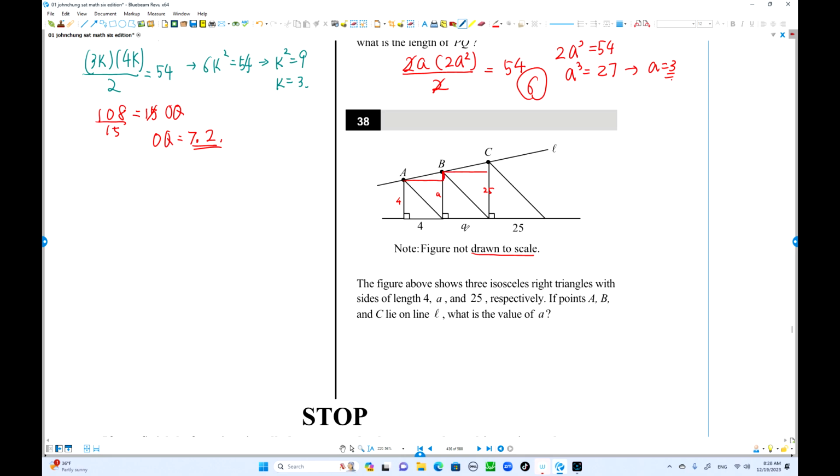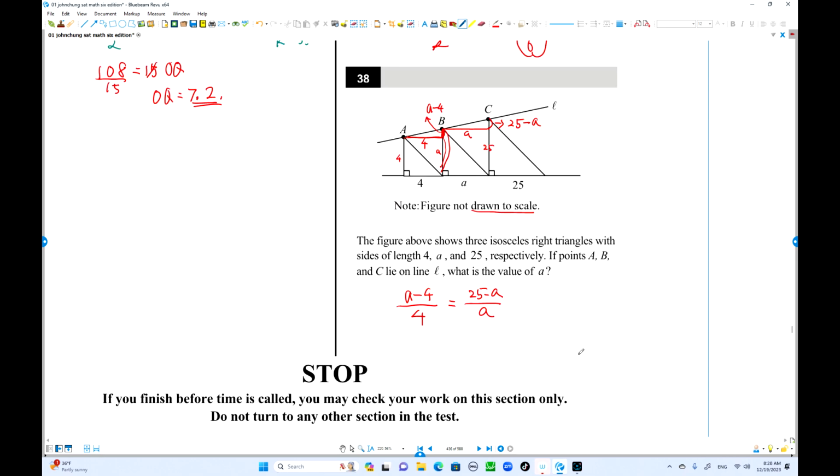Change in y, what is it? a minus 4, right? All together it is a, from here it is 4, so a minus 4. So for the first one, the slope is what? a minus 4 over 4, isn't it? This is 4. Now this side is a, so what is the length of this one? 25 minus a over here, right? 25 minus a over a, that's the other slope. That must be equal, right? Because this is the line.